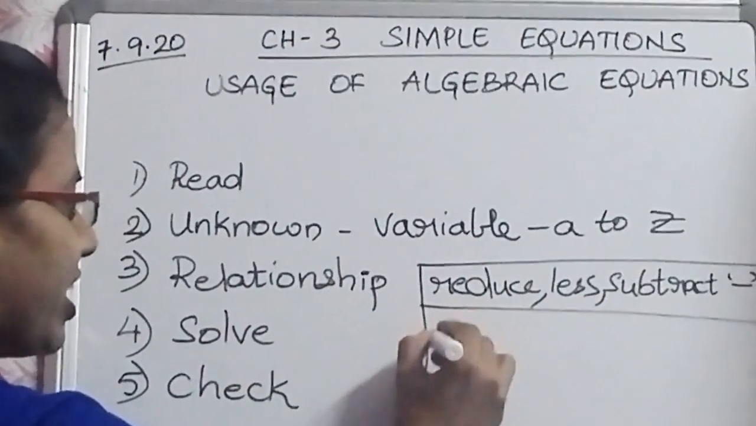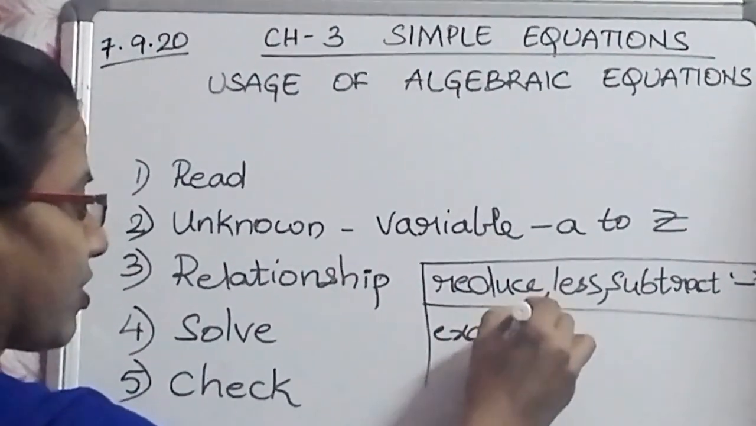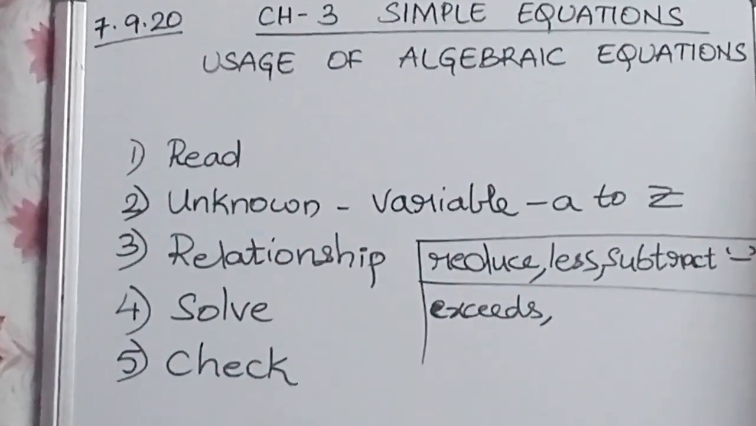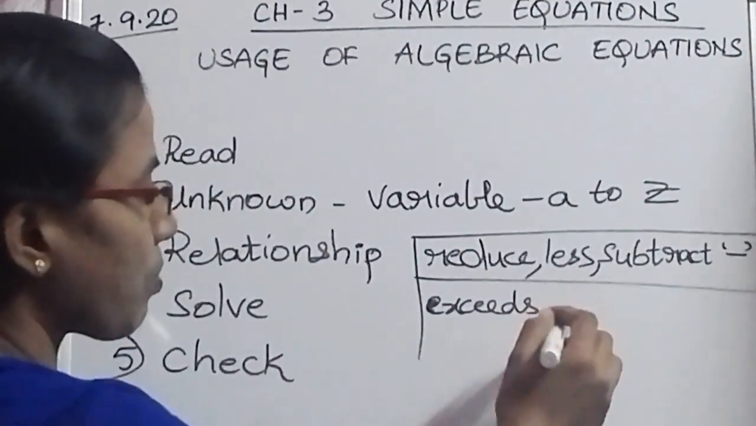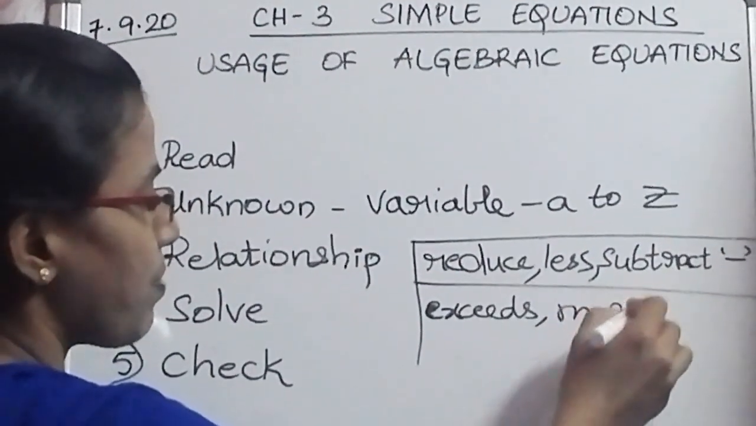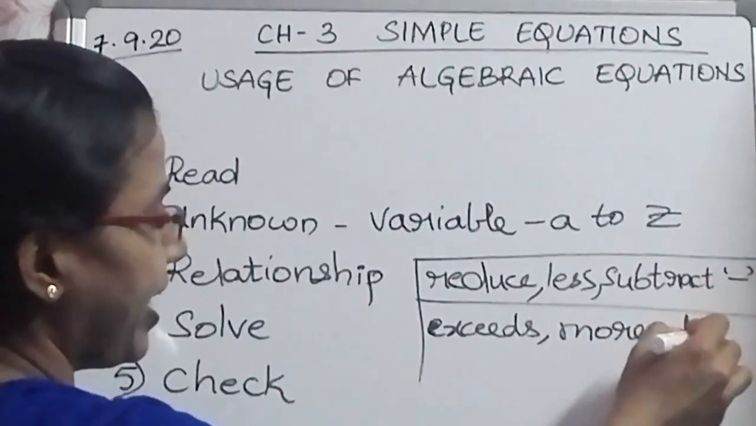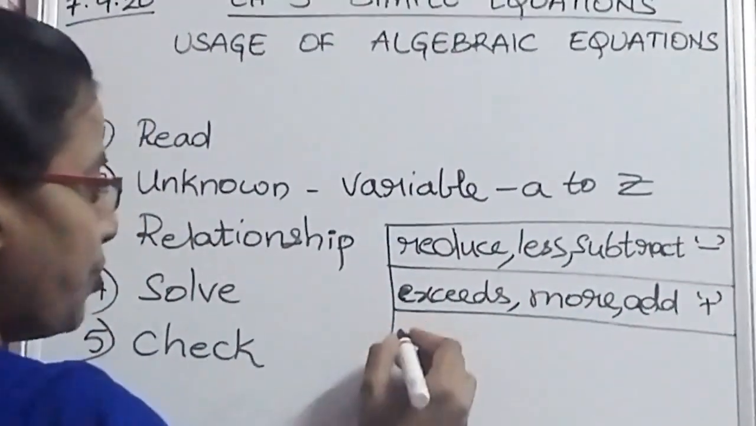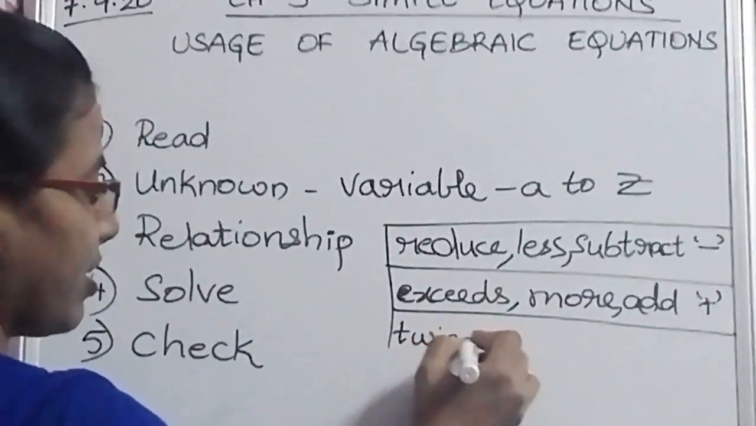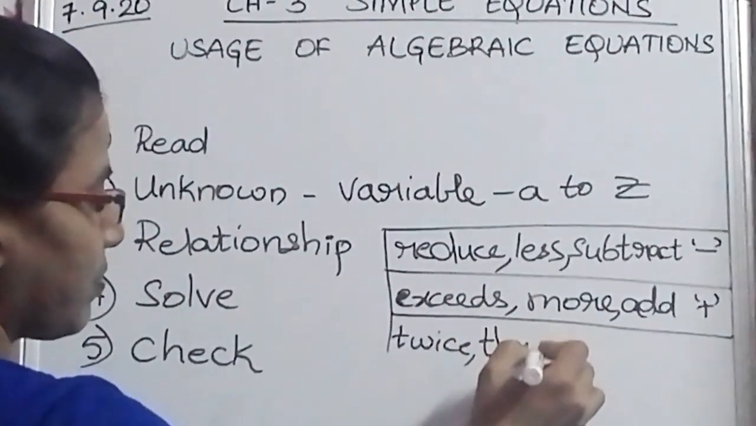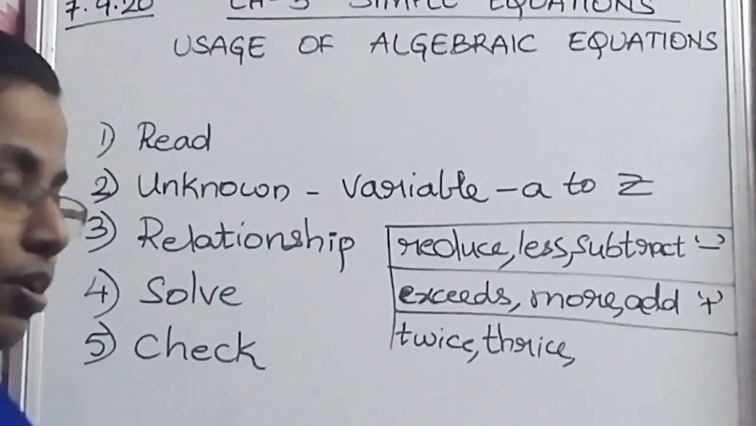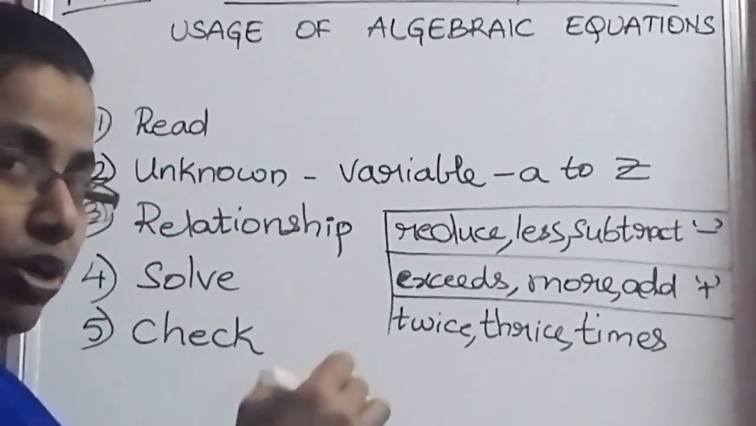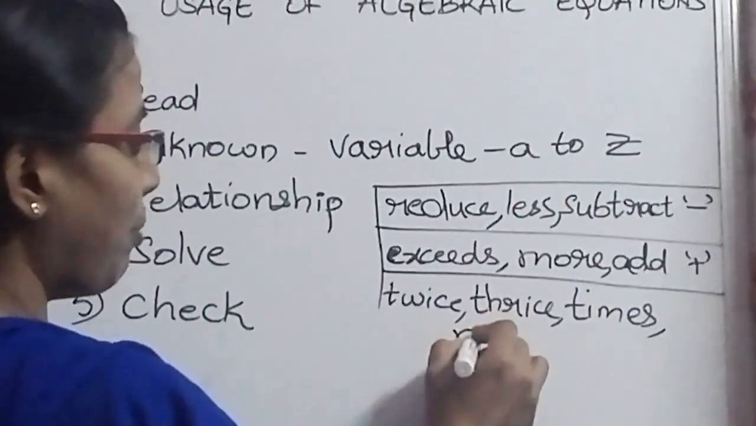If you have exceeds in the question, in the word problem, if you have exceeds, more or add, then you need to add it. If you have twice, thrice or times, 6 times, 4 times, like that, if you have given times or if they have given multiplied.